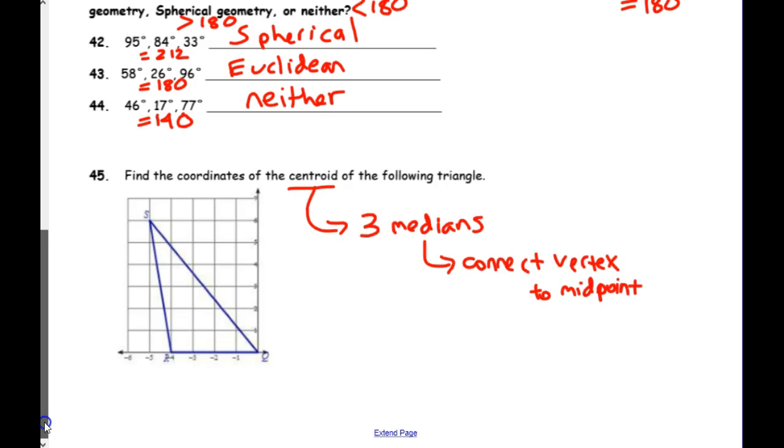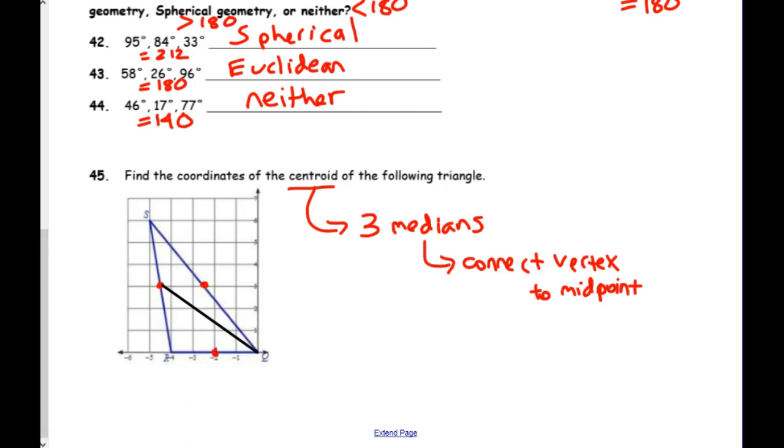So, let's find the midpoint of SQ. Between 0 and negative 5 is 2.5. Go straight up, put a point. Between 0 and negative 4 is negative 2. That's easy. Between negative 4 and negative 5 is halfway. Go straight up. And let's connect these midpoints to each vertex.